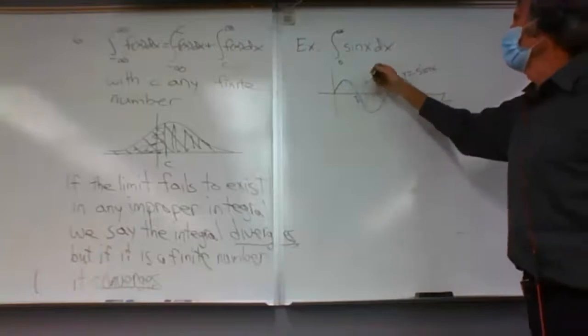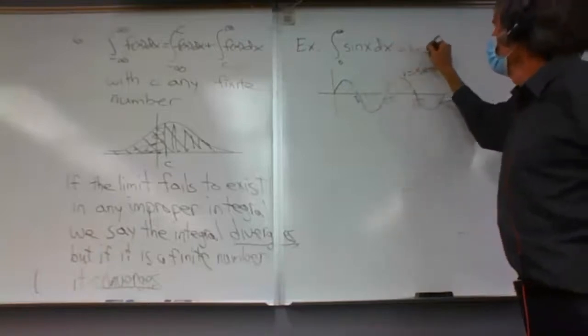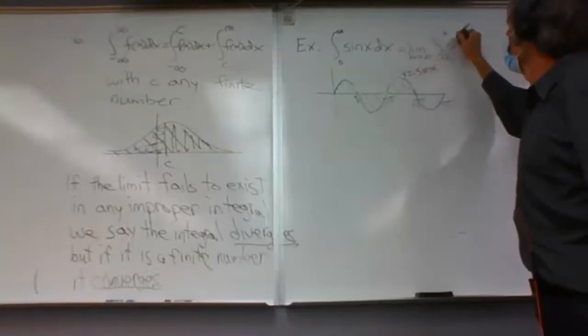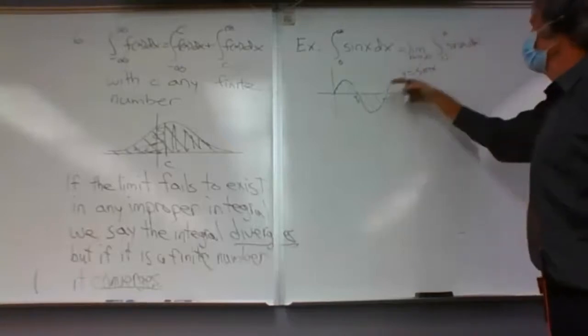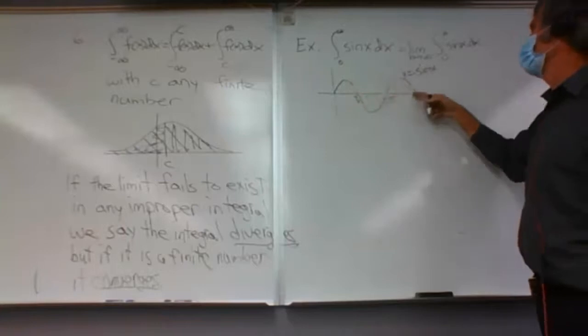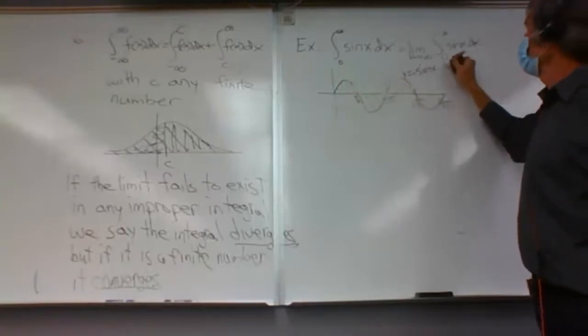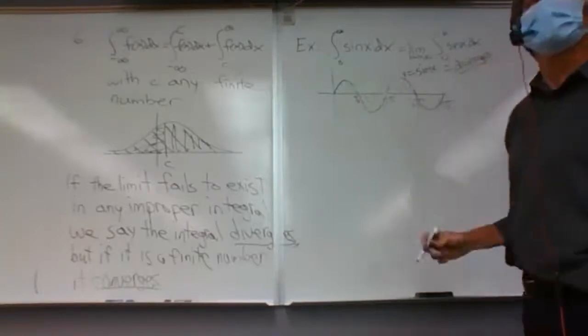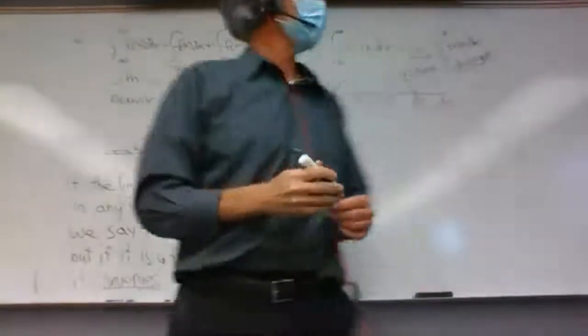If you take the limit as b goes to infinity of the integral from 0 to b of sine x dx, well, its value is sometimes positive and sometimes 0, sometimes positive, sometimes 0. You simply say it does not exist. We say it diverges. That's usually what we say instead. If the limit doesn't exist, we say it diverges.